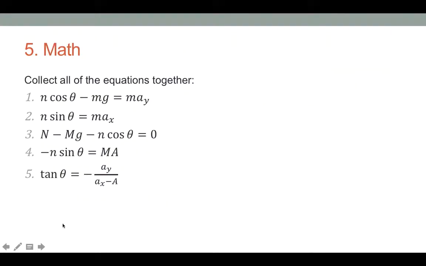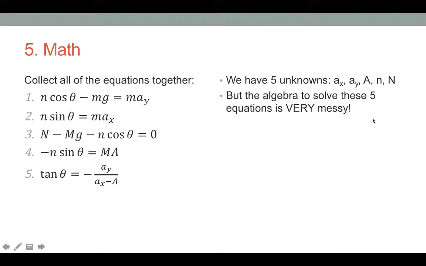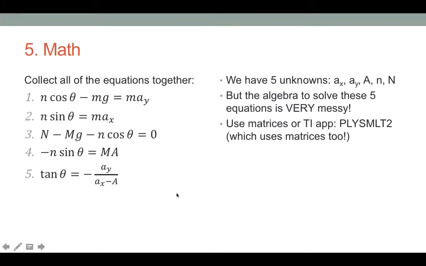So with that done, we now have 5 equations and 5 unknowns. The unknowns are a sub x, a sub y, capital A, and capital N. The algebra to solve these 5 equations will in fact be incredibly messy. Probably don't want to do that through substitution or through typical algebraic manipulations. Instead, what we're going to use is either setting up a bunch of matrices or using the application that's already been written for TI calculators for solving polynomials and simultaneous equations, which essentially just solves the problem using matrices as well. And we'll plug in some numerical values.